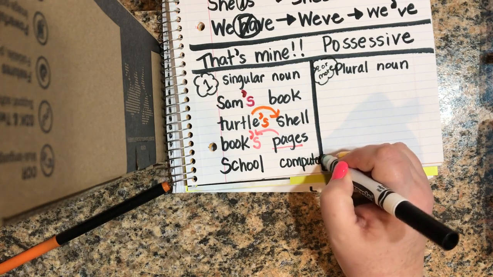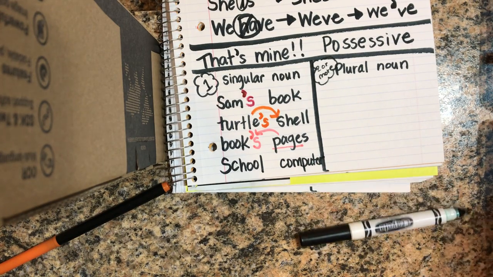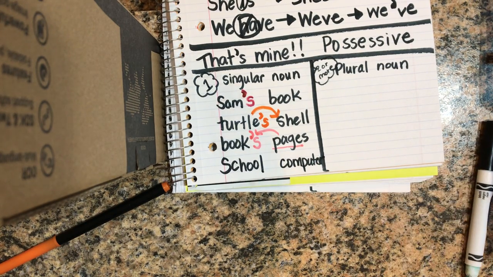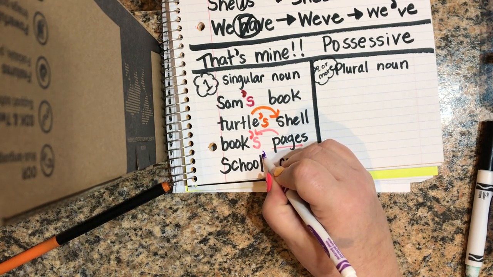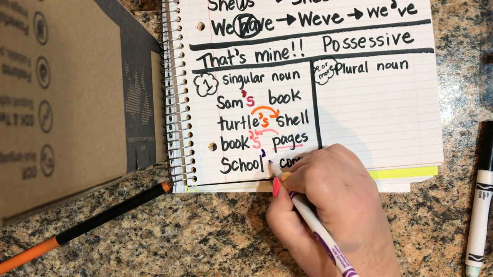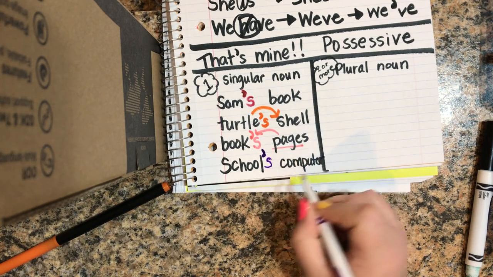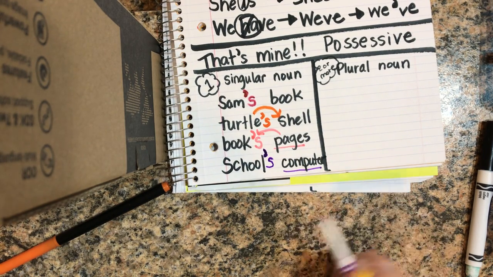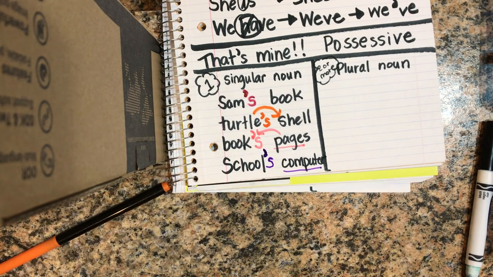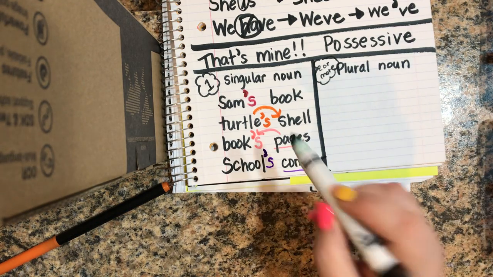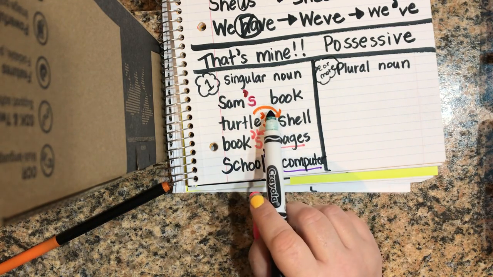So in order to show that ownership, we are going to add an apostrophe to the school: the school's computer. Okay? Now, that was easy. We just added an apostrophe S.